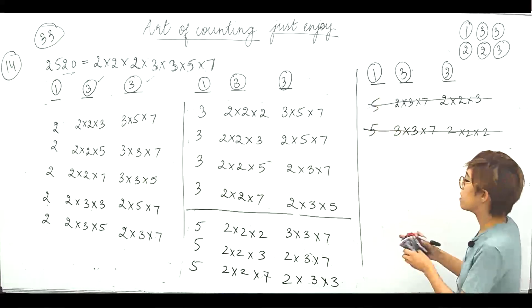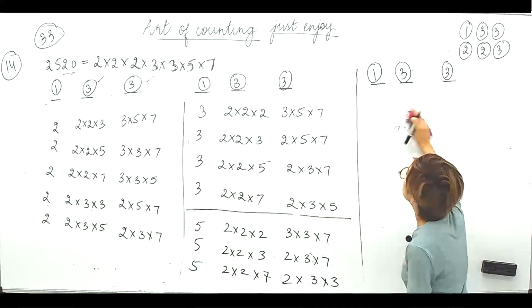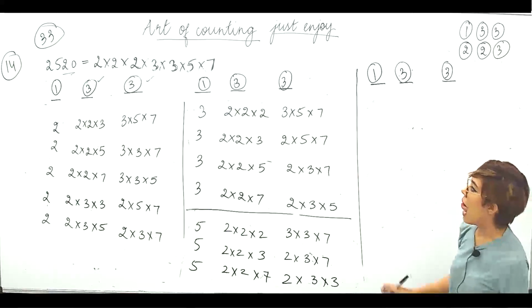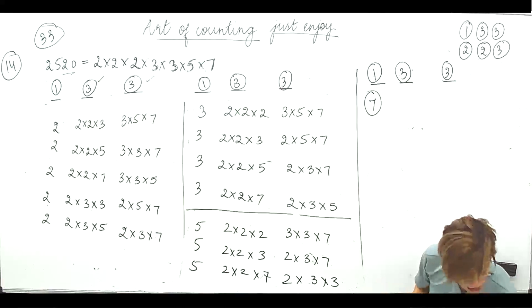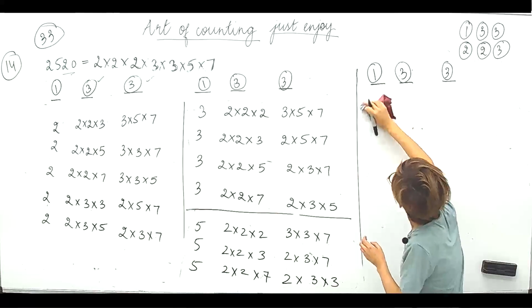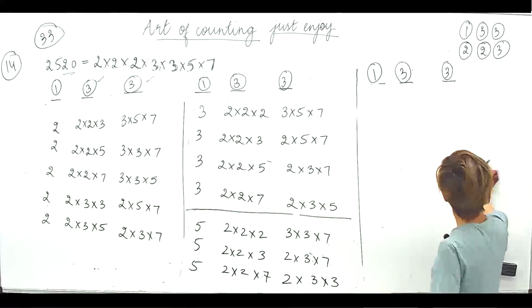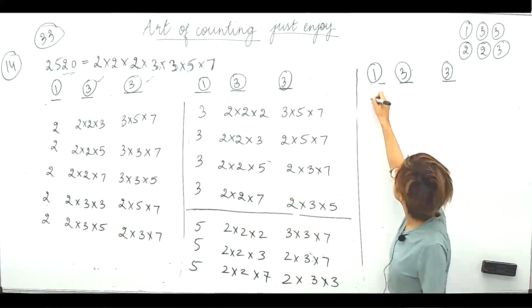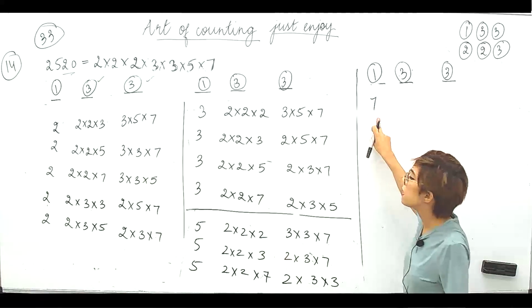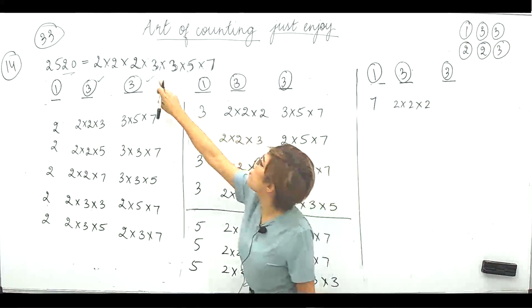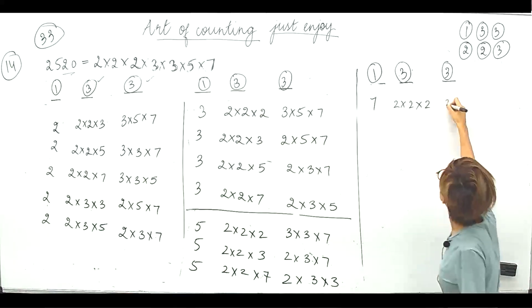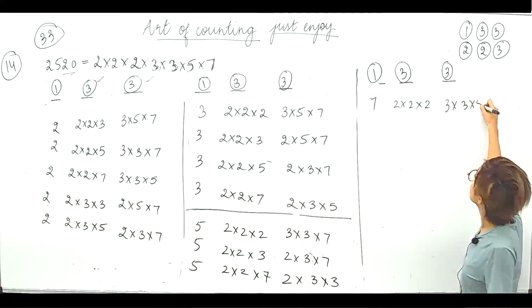अब start करेंगे 7 से. So let's hope the answer matches. 7 to start. Oh, I should not be putting that here. 7. Right, so 7 to start करें. First, I can take 2 into 2 into 2, and I'll be left with 3 into 3 into 5. 3 into 3 into 5.